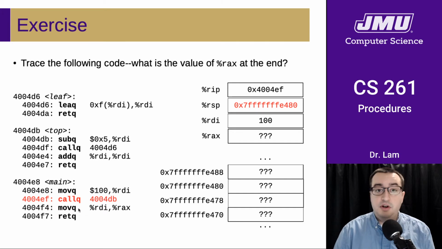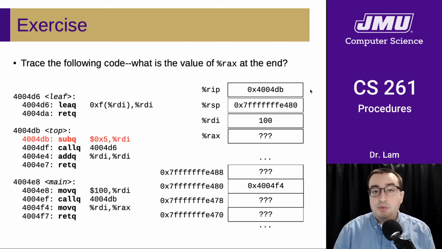And remember, the return address is just the next instruction after the call. So we want to come back to this move queue instruction, which is at address 4F4. So that is the address that's going to be stored into memory. So again, that was just pushing the return address onto the stack. And now we need to transfer control. So now we're going to change RIP to the address that the call instruction is supposed to call. So now the program counter is going to be 4DB.